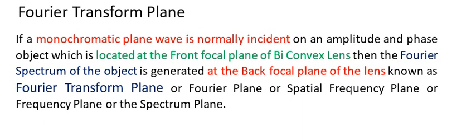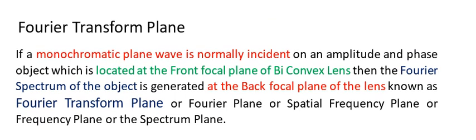Now there is another important plane apart from the object plane and the image plane. It is called the Fourier transform plane. It is a very important plane, and most of our calculations in Fourier optics will be based on the Fourier transform plane. So what is this Fourier transform plane? Let's see where it exists.